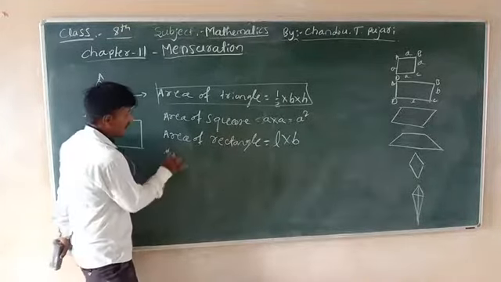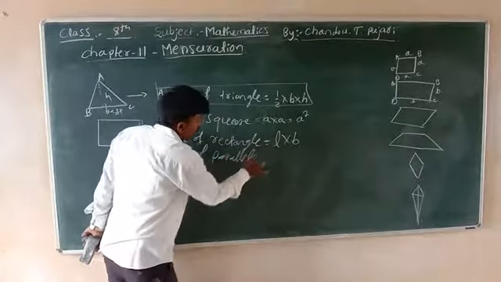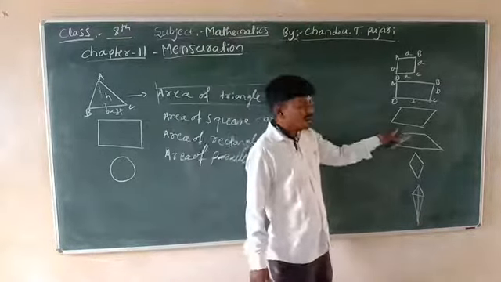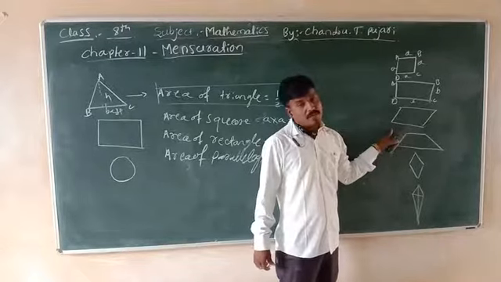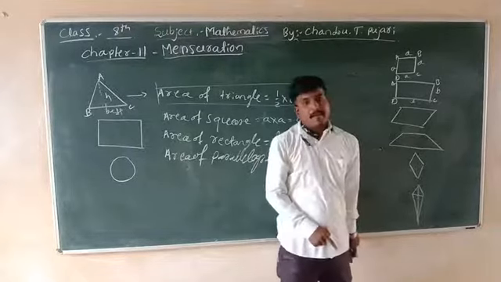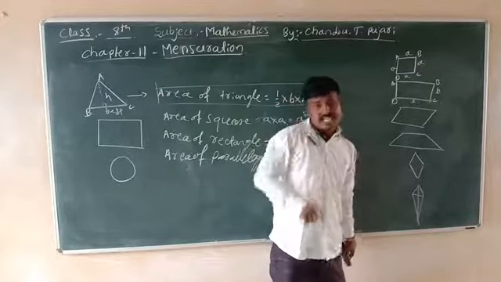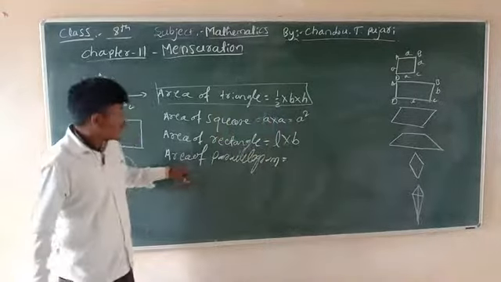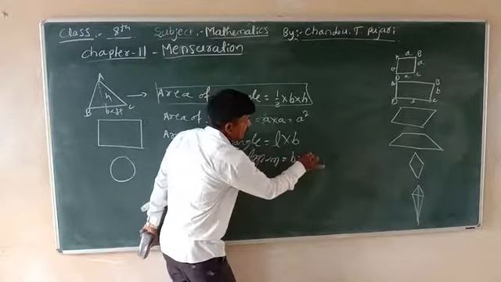Next one is the area of a parallelogram. This is also a quadrilateral, and this one is a parallelogram. In a parallelogram, opposite sides are equal, but each angle is not 90 degrees. Only opposite angles are equal and opposite sides are equal. The area of a parallelogram is very easy: base into height.